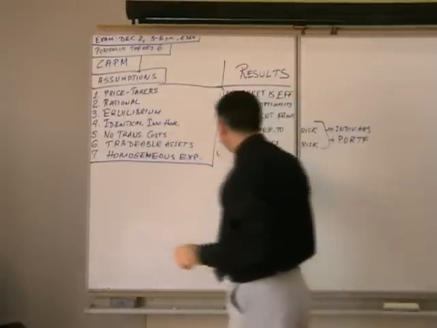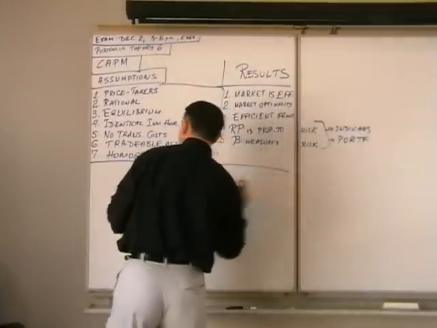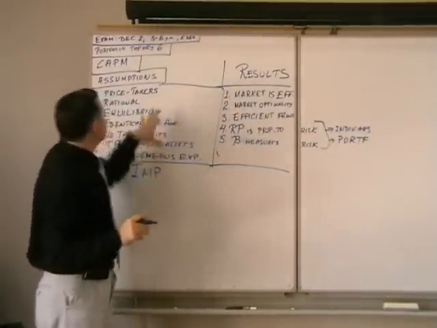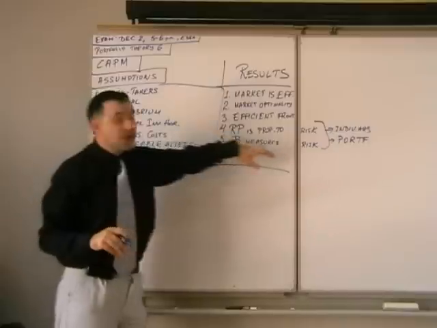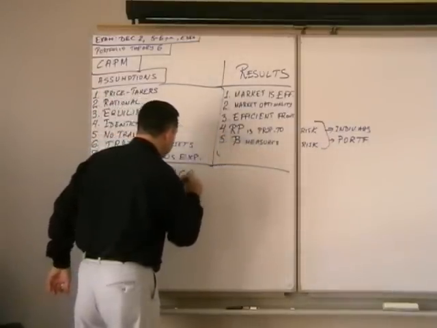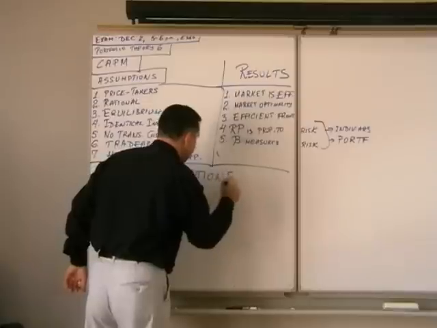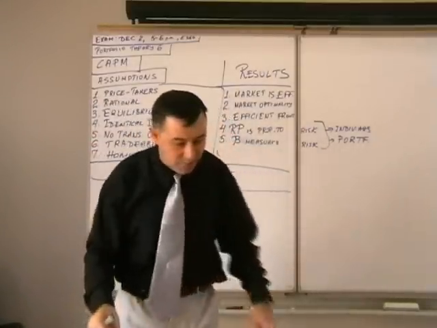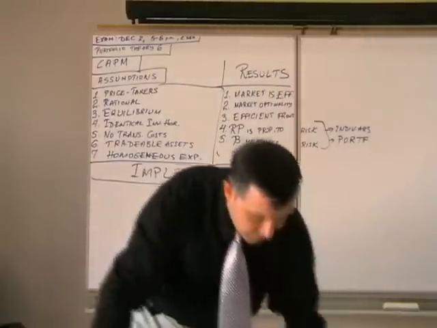So now we move on to some implications. These are the assumptions, these are the direct results, so what else does it mean? So, implications. Let's see now a number of implications.